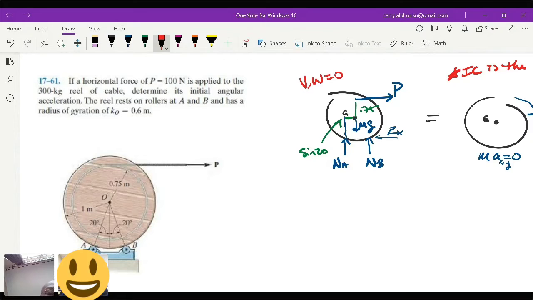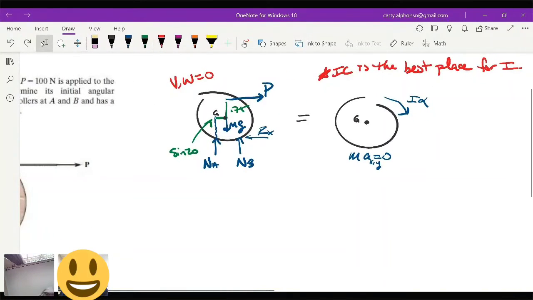Because it's starting from rest. Because this is an initial thing. So it's going to have an initial angular acceleration, but it's not going to have any initial velocity. So because of that, there is no instant center. So actually, yeah, what I think I'm going to do is choose this spot, but we'll see. I might have to use G.